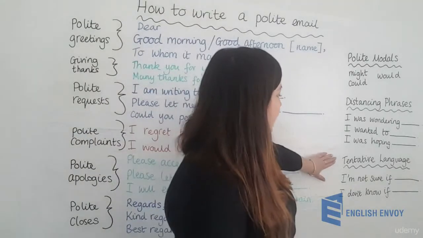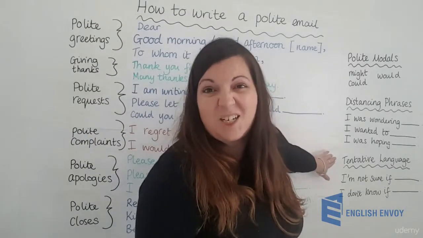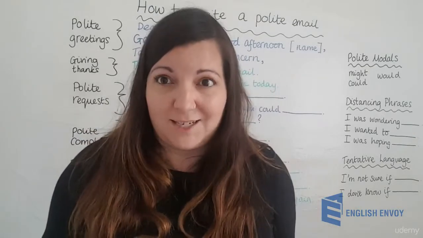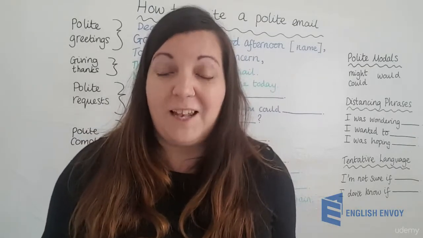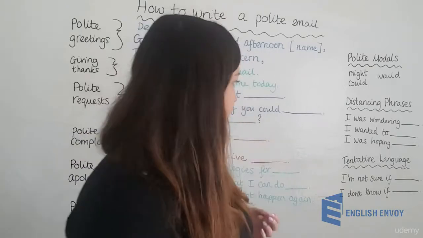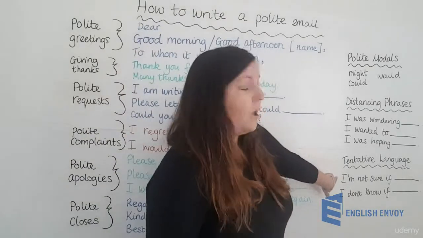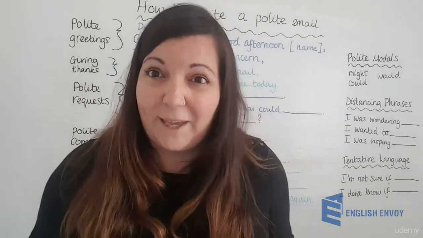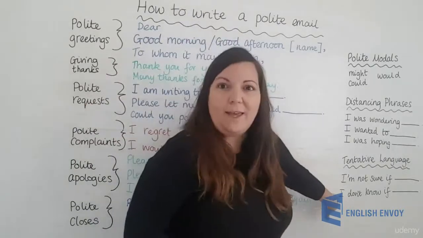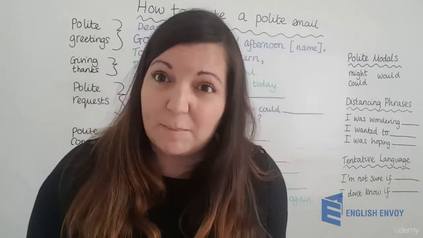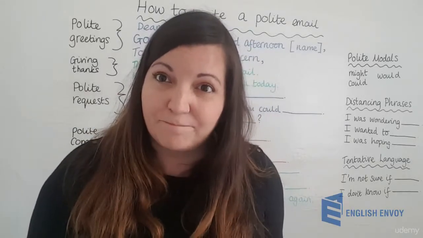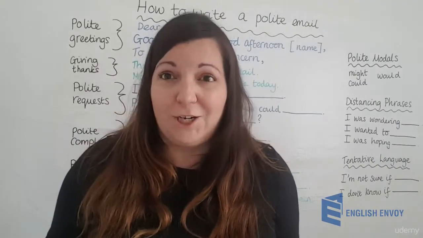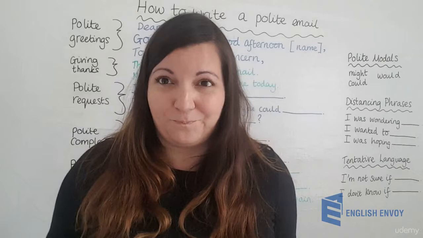We could also use some tentative language, and again it's quite indirect. It's almost presenting the reader with a little bit of uncertainty, and this is going to come across very polite and not too direct. Along the lines of, I'm not sure if you could extend this deadline for me. Or I don't know if you could give me a little bit more time for this assignment. So here are some examples of what you could include in a polite email.